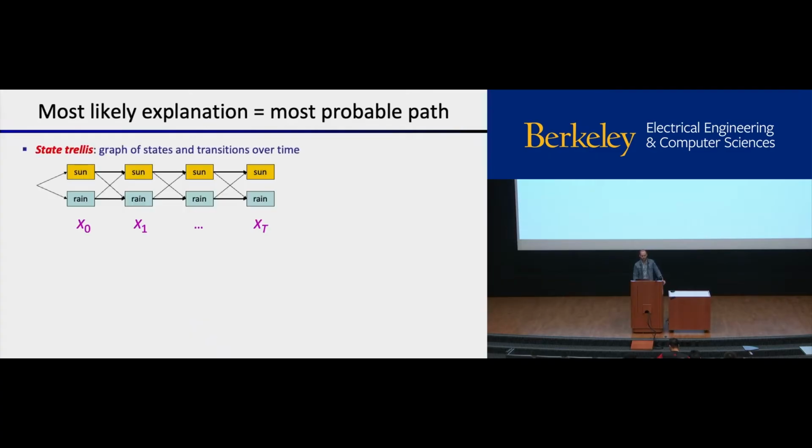So here is a state trellis. That's what this way of drawing things is called. It's a graph of states and transitions over time. So here are the possible states, sun and rain. Obviously, there could be many more. And these arrows represent the initial probabilities of those states, and these arrows represent the transition probabilities. So all of the outgoing arrows from a given state will sum to 1. So these will sum to 1, and these will sum to 1.